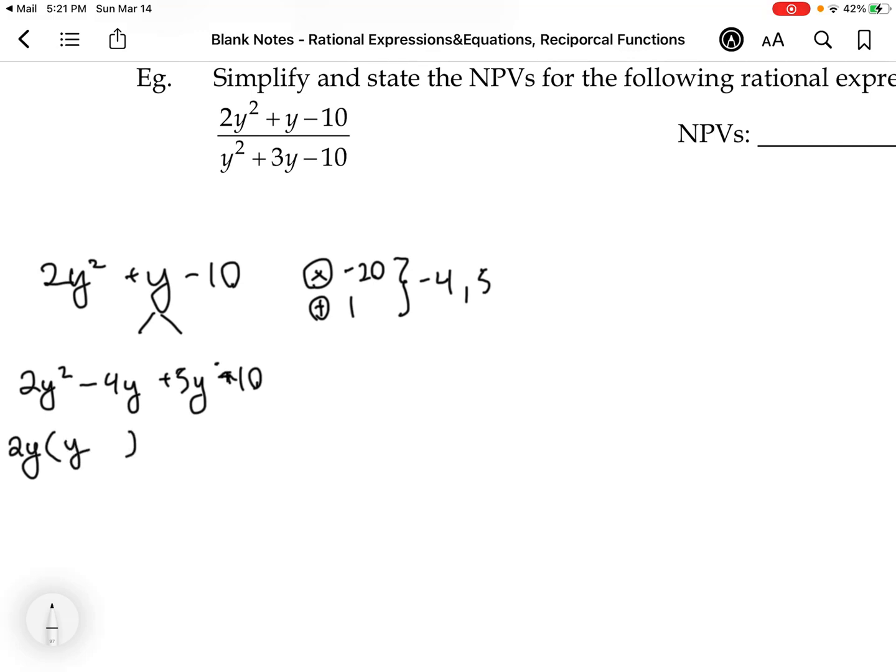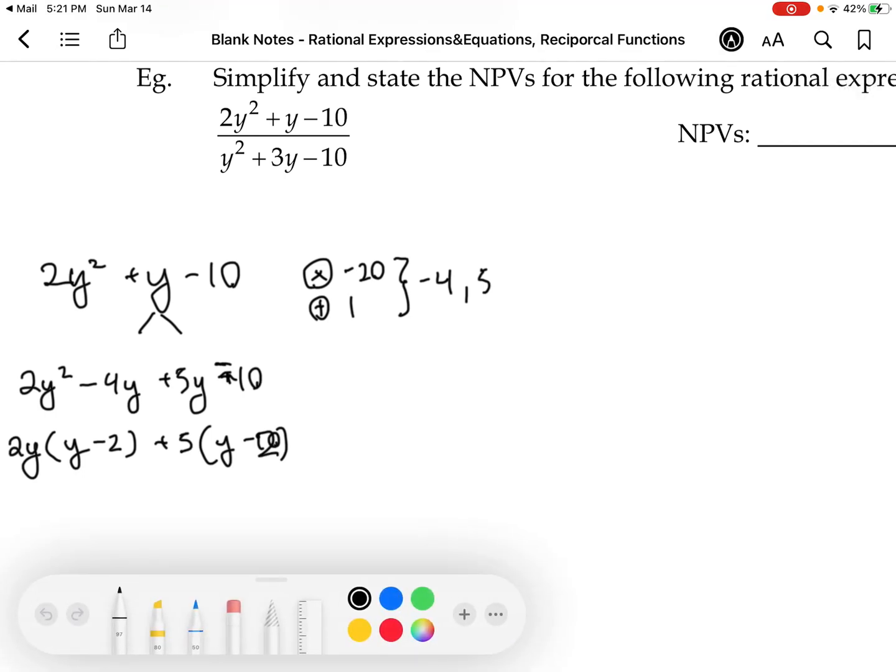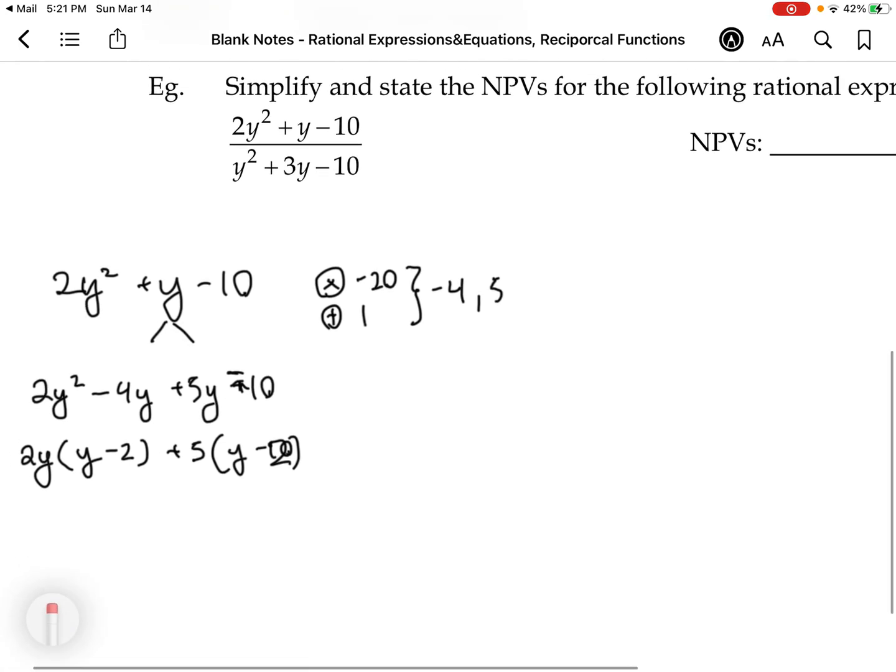Oh, I'm sorry, this is a minus 10. That's better. And then in the last two terms, the GCF is 5, so plus 5 times y minus 2. Hold on, I have to fix this. This is too many mistakes.